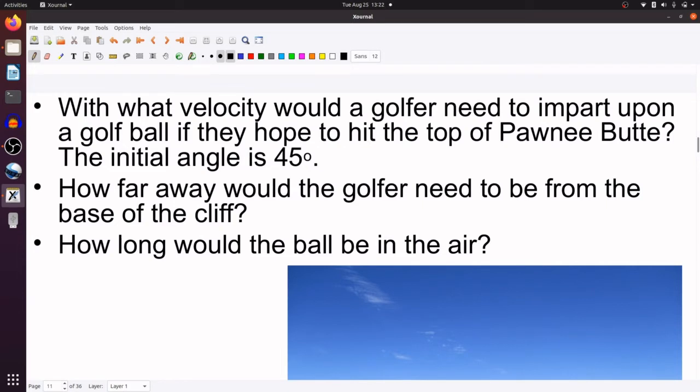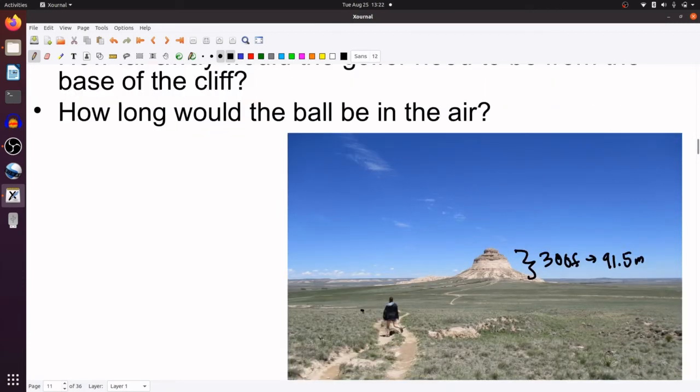All right, with what velocity would a golfer need to impart upon a golf ball if they hope to hit at least just barely, just to the very top of Pawnee Butte? The initial angle is 45 degrees. All right, so kind of walking you through this. Couple things we do know. This time we know our theta, but we don't know v naught. We also know that our acceleration is a negative 9.8, and in contrast to the last problem, our y is actually a positive 91.5 meters.